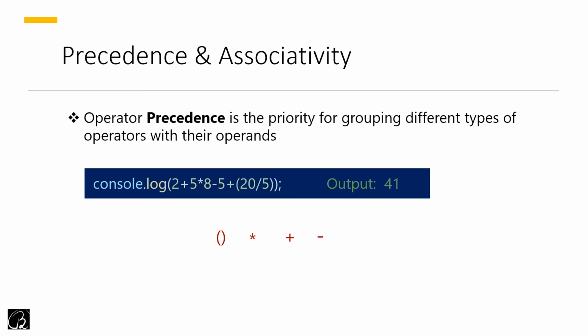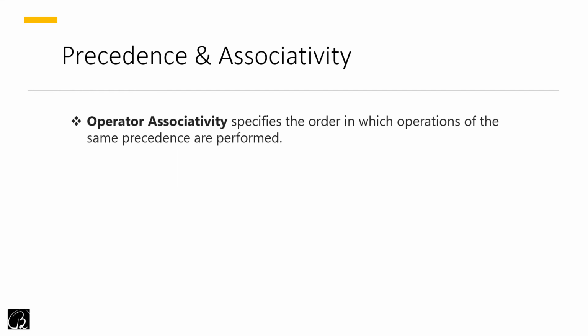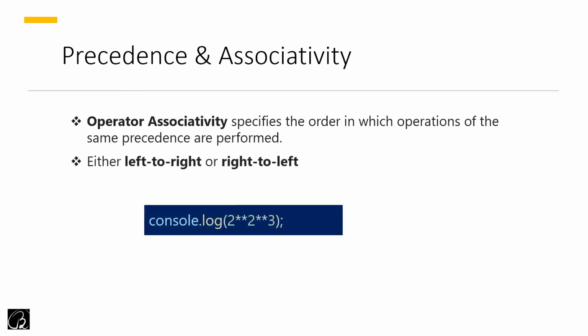Now operator associativity specifies the order in which operations of the same precedence are performed. It could be either left to right or right to left. So again, see one expression. It's very simple. We are using exponentiation here, like 2 exponentiation 3 exponentiation 2. Can you tell me the output of it?